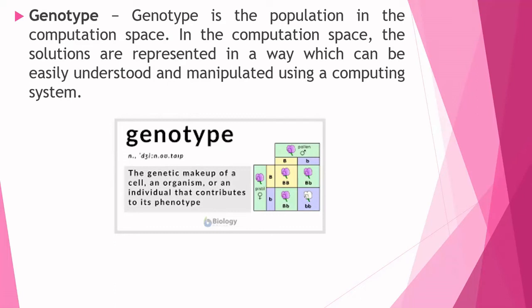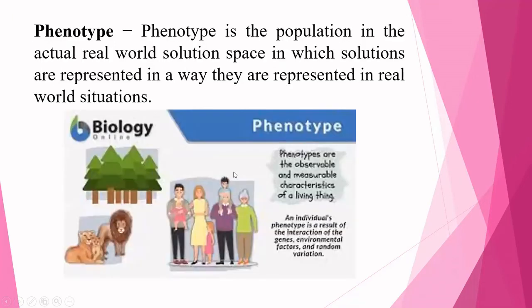Look at the example: the genotype makeup of a cell, an organism, an individual that contributes to phenotype. All these values allow us to identify the flower, what flower you have. These are the values you are taking into consideration for identification. So we need to compute these values in a space that is called computation space. Completely, the term is called genotype.